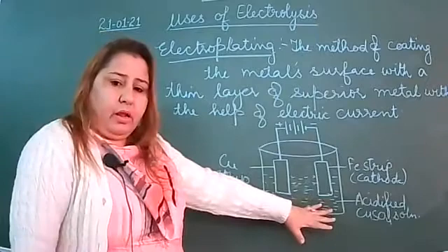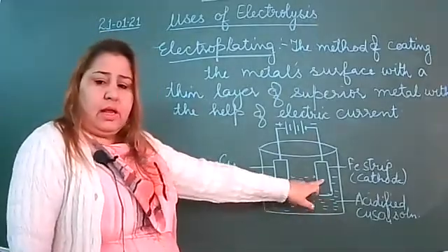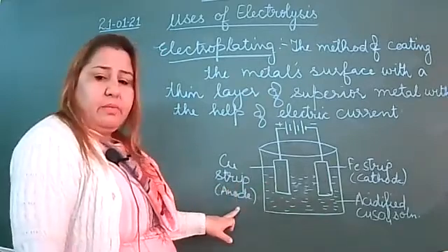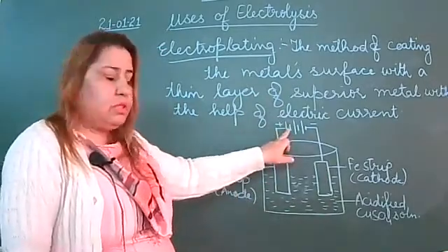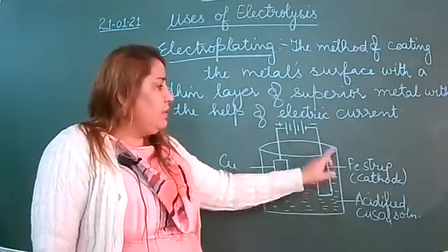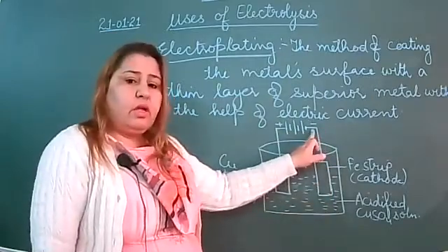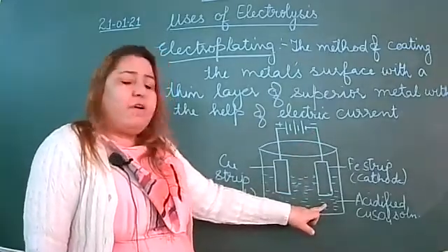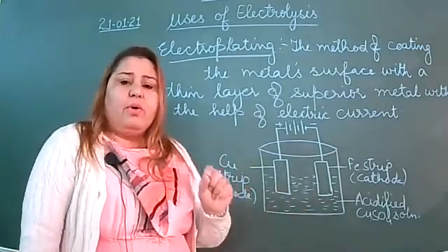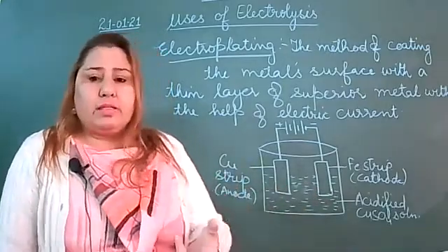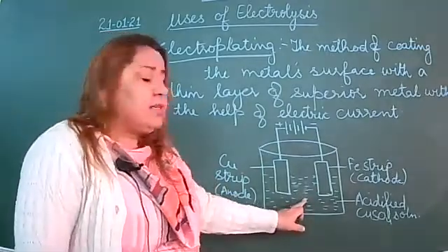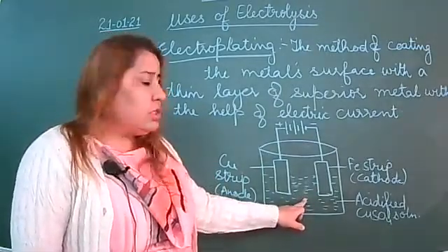We will take a beaker and two rods. Here, one is the copper strip, which I made the anode because it is attached to the positive side, and on the other side we have taken the iron strip, that is the cathode, because it is attached to the negative side. The solution is acidified copper sulfate. Acidified means we add one or two drops of sulfuric acid to remove any kind of impurities from it. That's why it is called acidified copper sulfate solution.